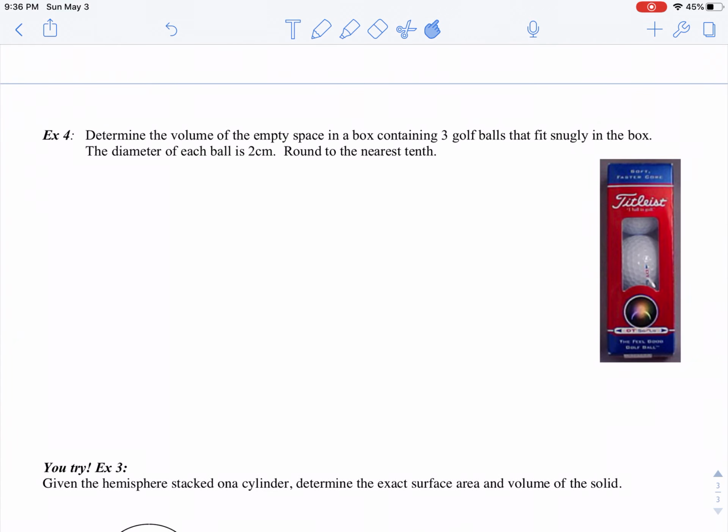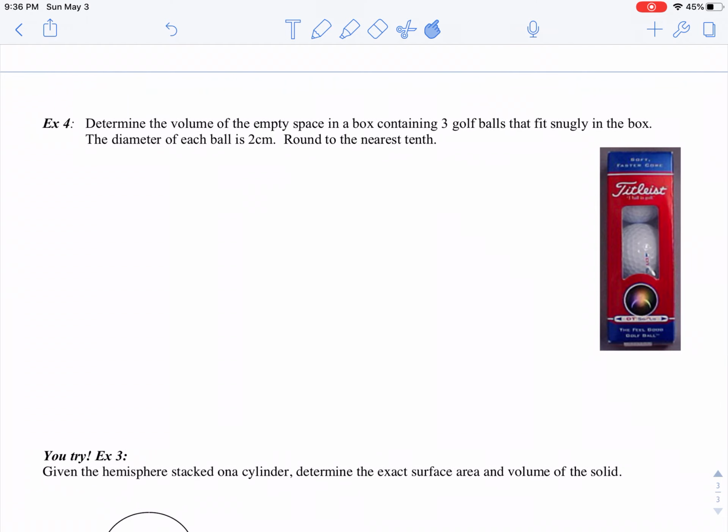Okay, let's take a look at this example. This is one of my favorite ones to think about. So this one tells us that we're thinking about this box that has 3 golf balls in it, and they fit snugly. And so you can assume that if you have the rectangular prism, the edge of the ball is touching all 4 sides of this rectangular prism. So it's fitting very snugly.